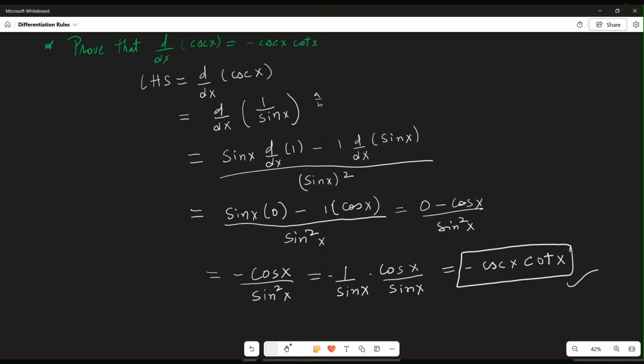Hence proved, left hand side is equal to right hand side. And I hope this helps.